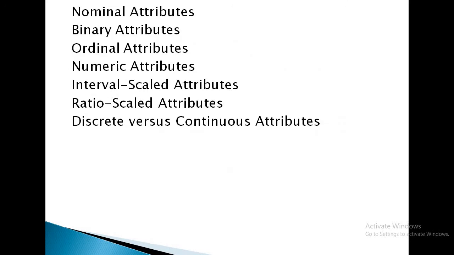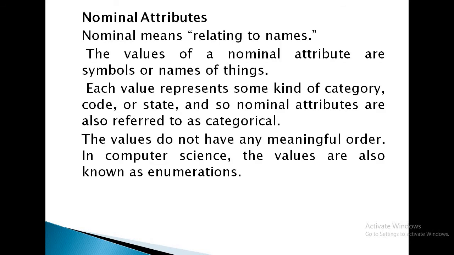There are many attributes listed here: nominal attributes, binary attributes, ordinal attributes, numeric attributes, interval scaled attributes, ratio scaled attributes, and discrete versus continuous attributes. Let me see them one by one. Nominal attribute: a nominal attribute means relating to names. Each value represents some kind of category, code or state, and nominal attributes are also referred to as categorical.